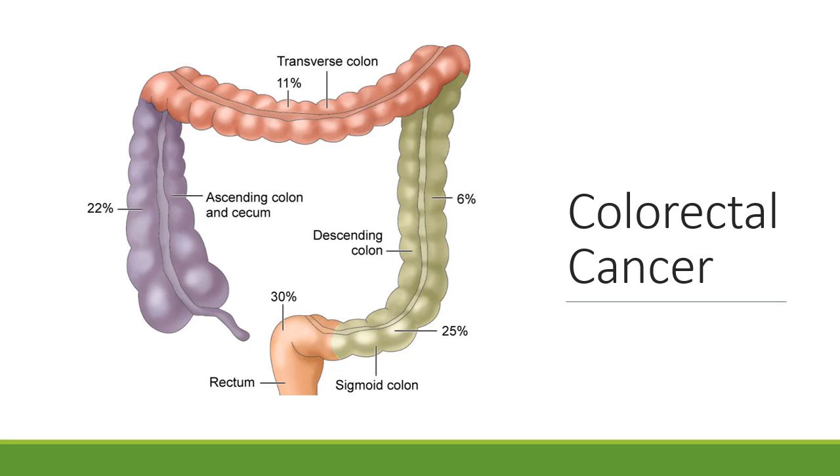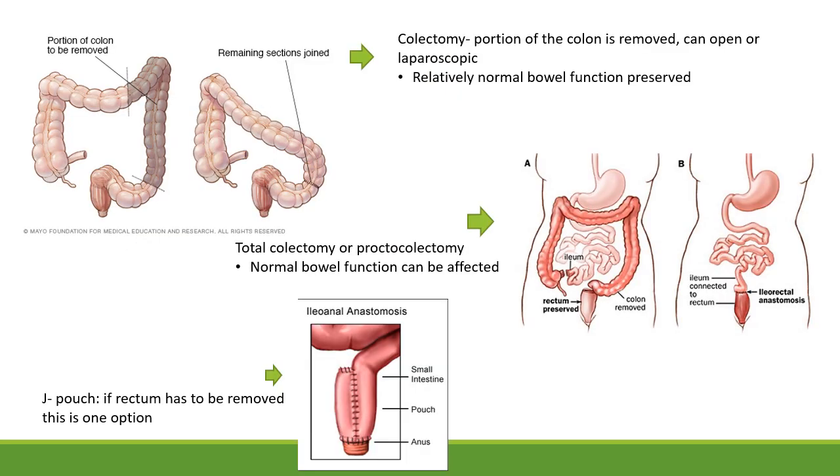Screening for colorectal cancer includes fecal occult blood tests, so doing a stool test to screen for blood, colonoscopy or sigmoidoscopy, and barium enemas. And then treatment for people who have been diagnosed with cancer includes chemotherapy, radiation, and surgery. So the types of surgeries that we do include a colon resection, a colectomy, or we can do a colostomy.